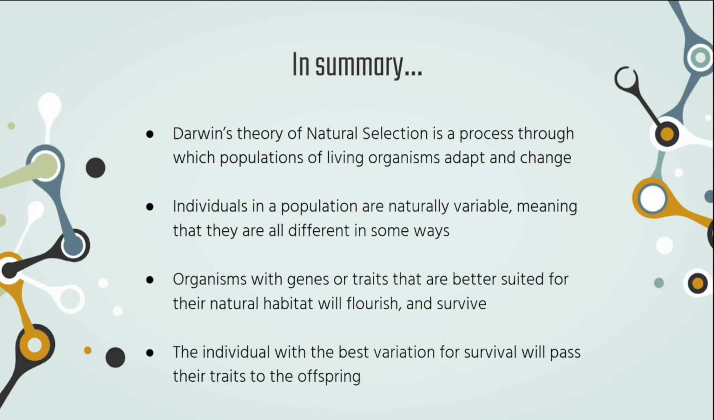Darwin believed changes in an organism occurred through genetic changes and the environment selected for the best variation. The theory also states that individuals in a population are naturally variable, meaning that they are all different in some ways. In such respect, organisms with genes or traits that are better suited for their natural habitat will flourish and survive. In the end, individuals with the best variation for survival will pass their traits to the offspring.